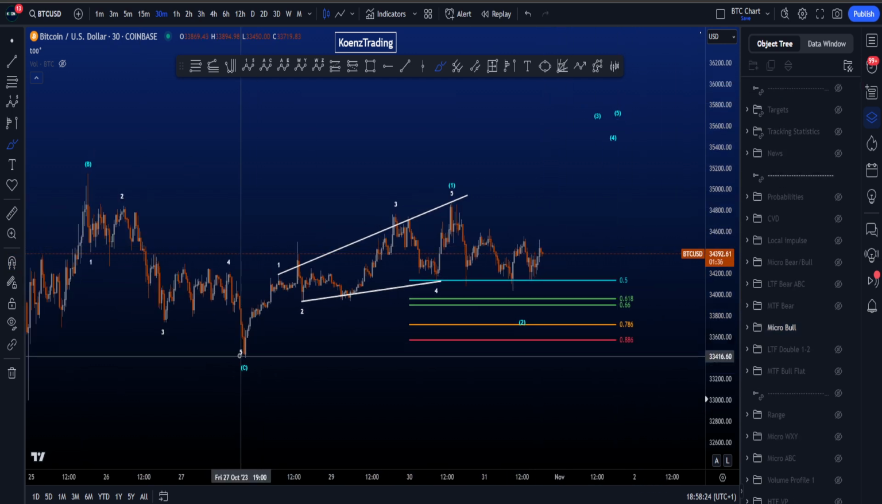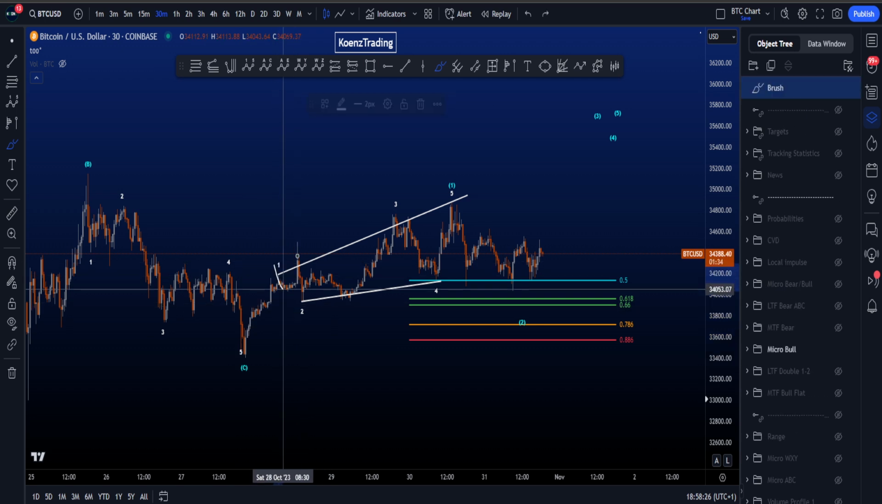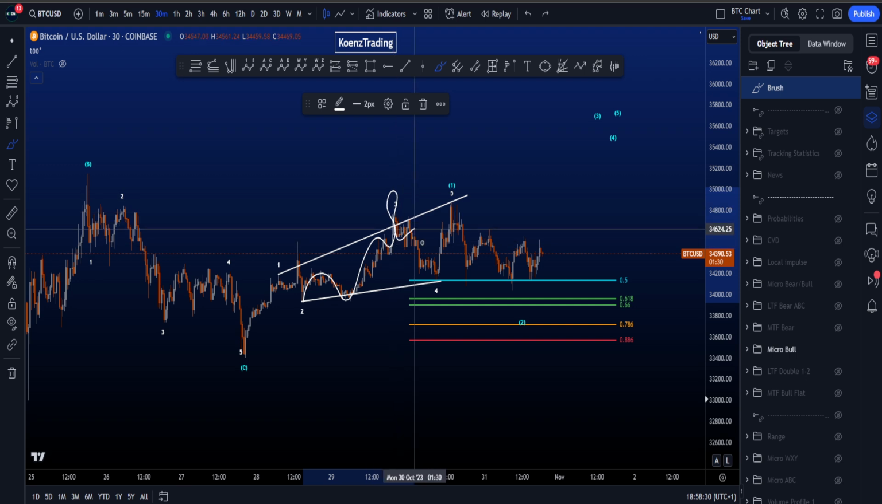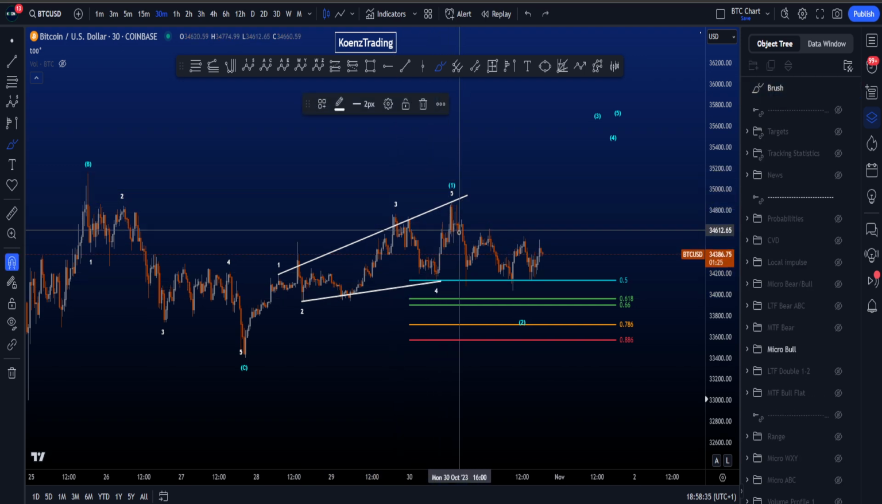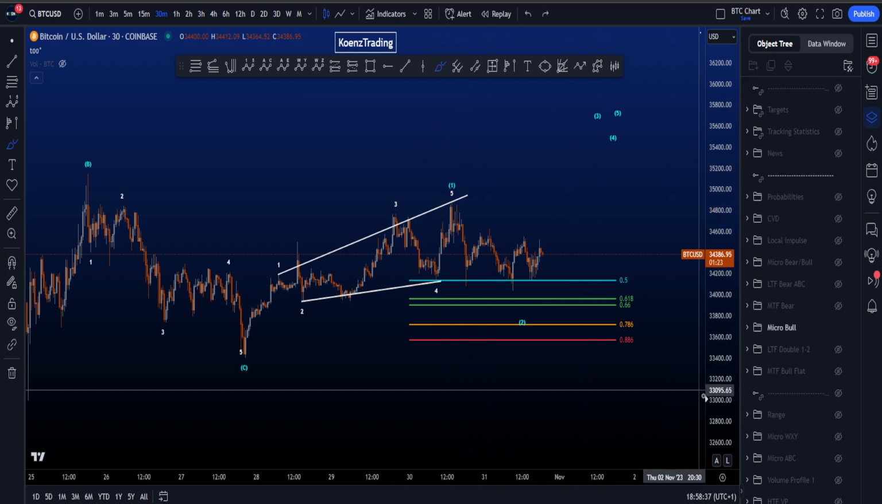So basically we then have wave 1, 2, with 2 here being an expanding flat, then another 1, 2, 3, 4, 5 in 3, correction in 4, move up in a wave 5, which then ends your wave 1 over here, and all of this is then part of your wave 2.